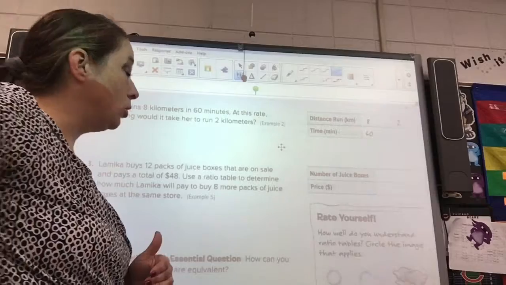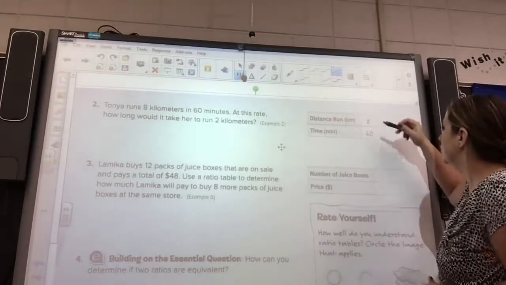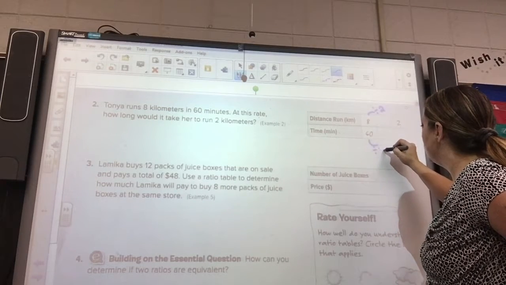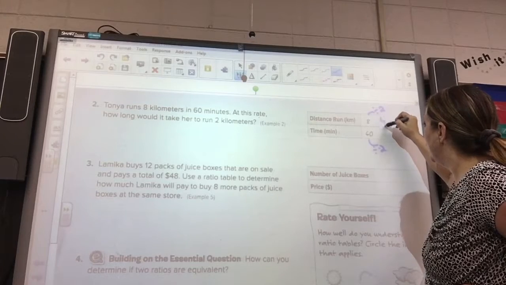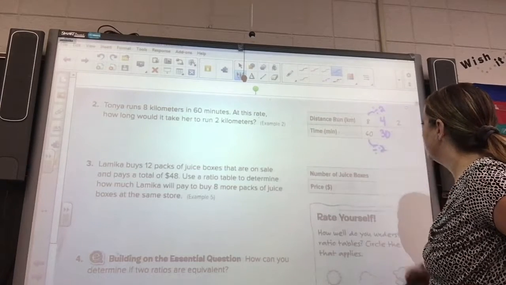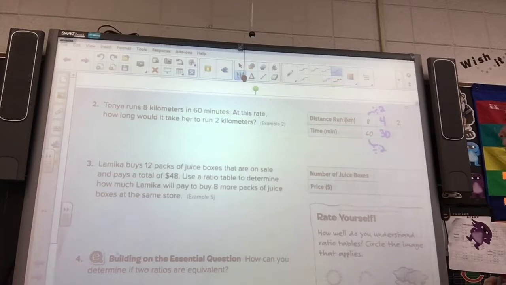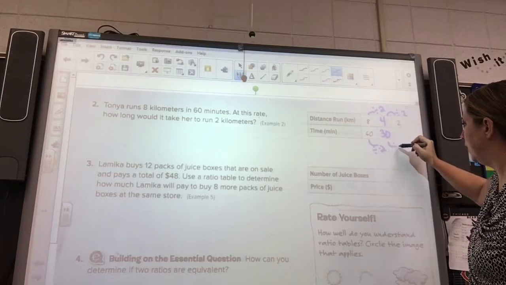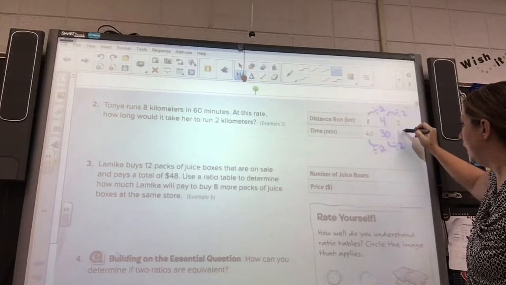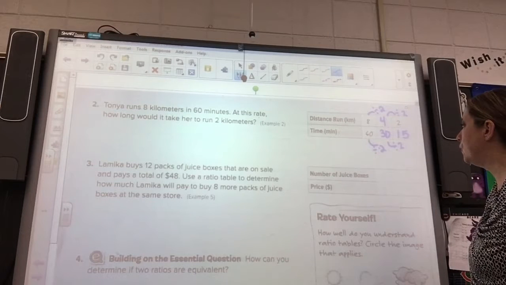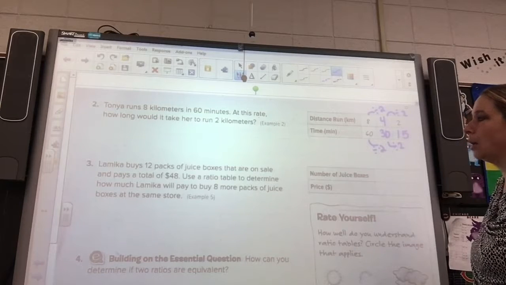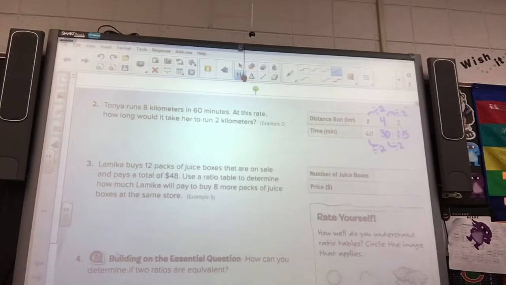I think we could divide by 2. If we divide by 2, divide by 2, we would get 4 and 30. So now, how are we going to get from 4 to 2? Divide by 2 again, divide by 2 again, and we get 15. Because there's 2 15s and 30, 2 2s and 4s. And so, for 2 kilometers, it would take her 15 minutes.